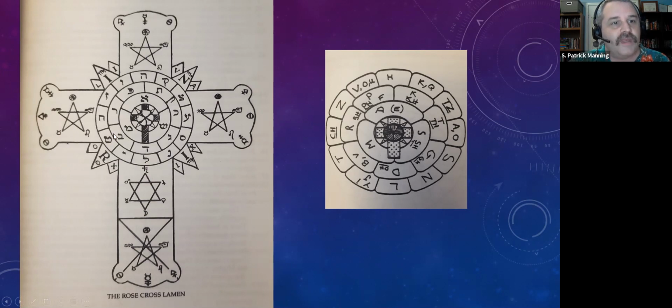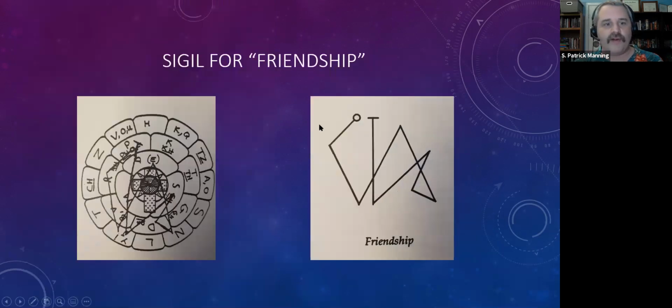But you would trace lines on there depending on what you're wanting to do. And there's an example. These are taken from Don Craig's Modern Magic, and this is one that he did. If you're doing a sigil because you want friendship, you want to bring more friends to you, so this is how you would do it.